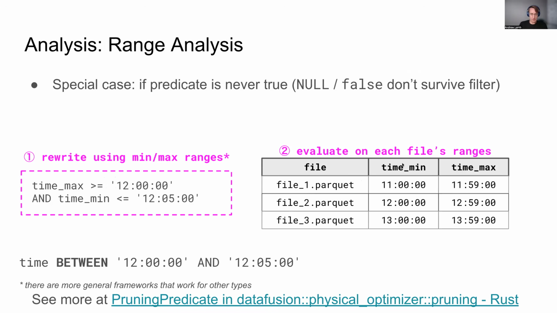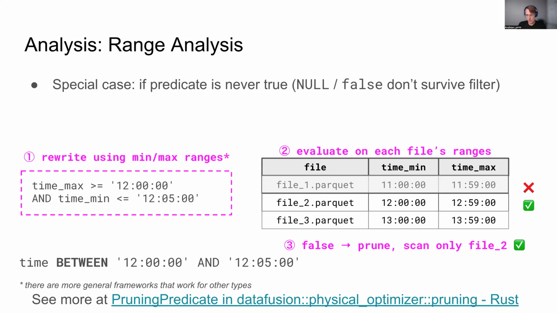So yeah, we'll rewrite it using the min max ranges as I just said. Then we evaluate using this sort of synthetic table that I drew over here. And if the expression is not true, you don't have to scan the file. So in this case, you evaluate here. You'll find that that expression is false, so it can't possibly be true.